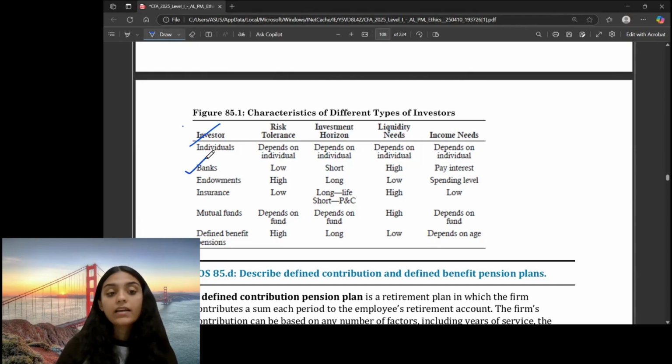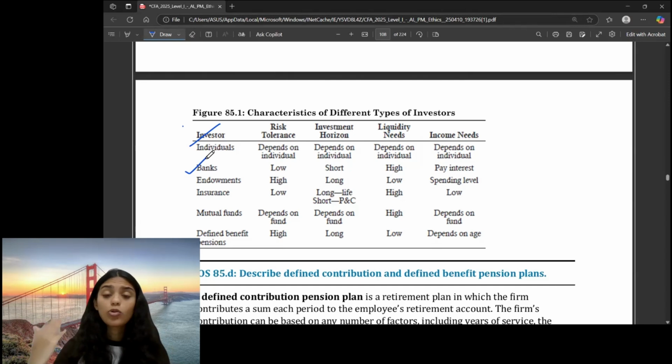Then next is bank. Banks, as we all know, are financial institutions which give out loans and earn income in the form of interest and other ways. So what is their risk tolerance? It is low, not very low, but low. Then the investment horizon is short, and liquidity needs are high.